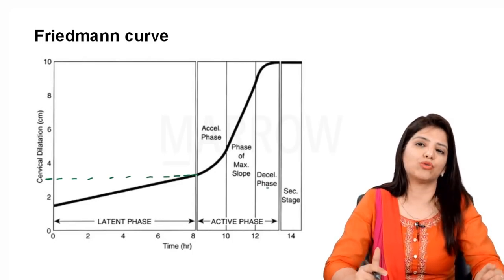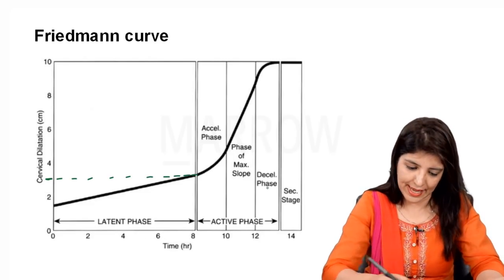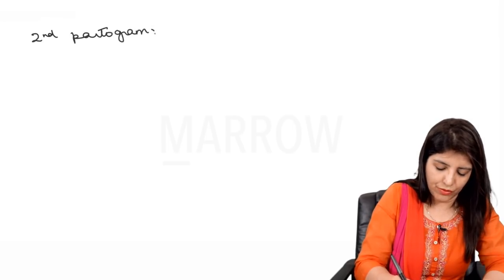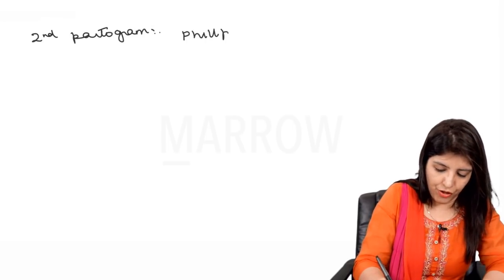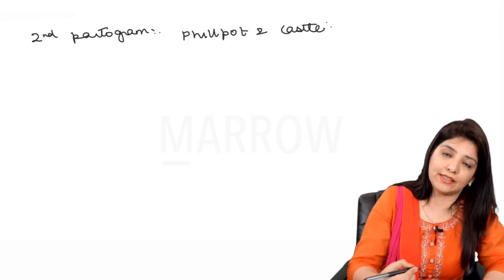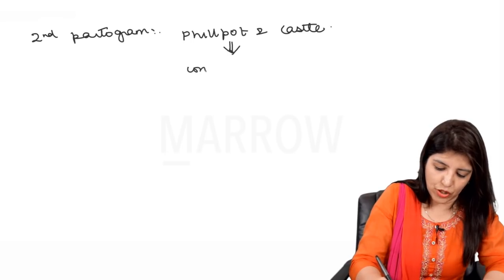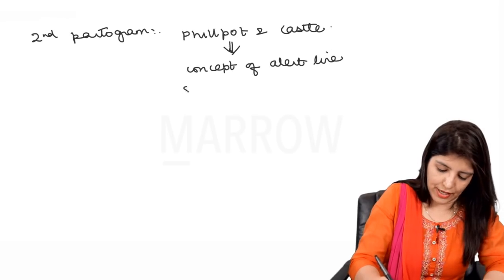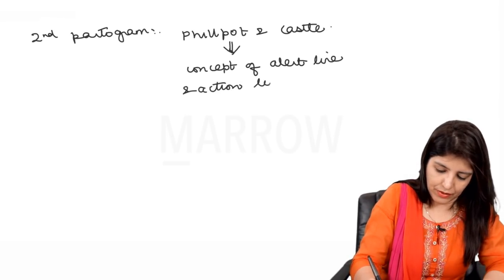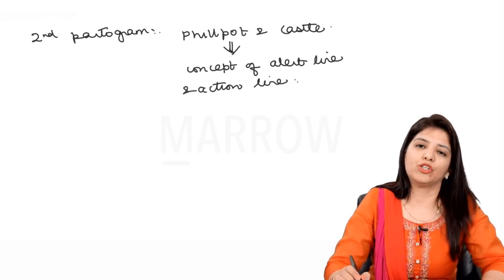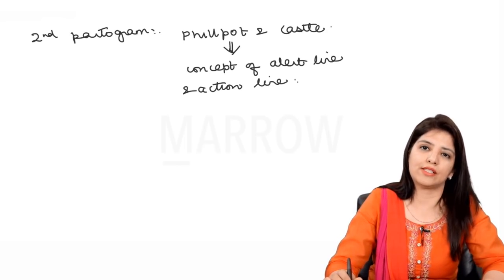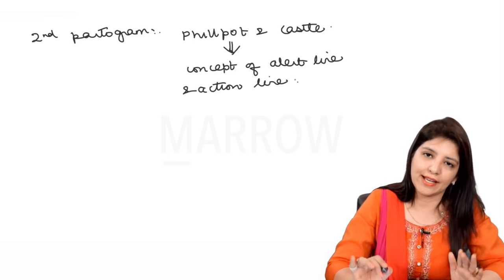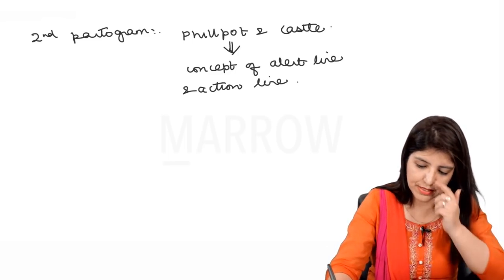Now, the second partogram was given by Philpott and Castle. And it was Philpott and Castle who gave the concept of alert line and action line. That is all what you have to remember. That it was Philpott and Castle who gave the concept about alert line and action line. Right? Then comes the third partogram.